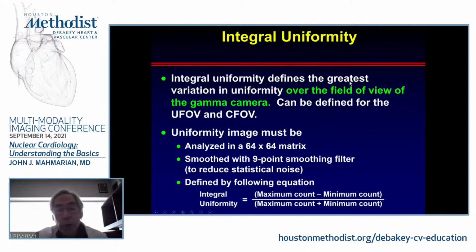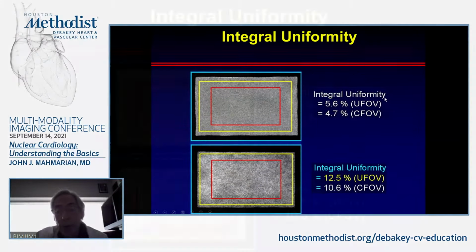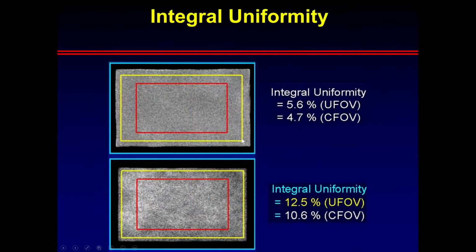Integral uniformity looks at the greatest variation in uniformity over the entire field of the gamma camera, which is based on either the useful field of view or the central field of view. It's calculated by the maximum count minus the minimum count in the crystal, divided by the maximum plus the minimum. And so you can see here what a typical integral uniformity might look like. The yellow is the useful field of view, the red is the central field of view, and you can see how nice this looks. The uniformity here is pretty good. It's about 5% difference overall.